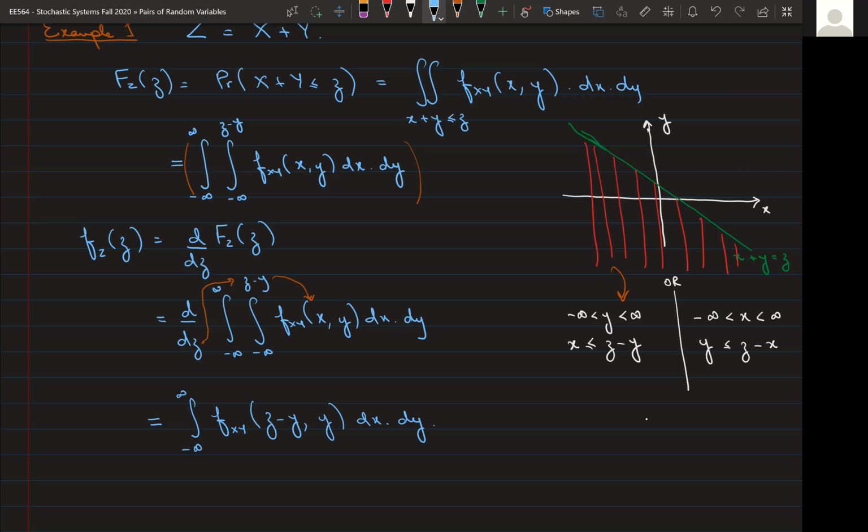Right? If this was y minus z, then it would have been a negative sign here as well. Okay. But nevertheless, this is what you get, right? Now, this is fz of z. That means that if you're adding two random variables up, x and y, and you're required to find the PDF of the resultant sum, that is given by this relationship. This nice relationship.